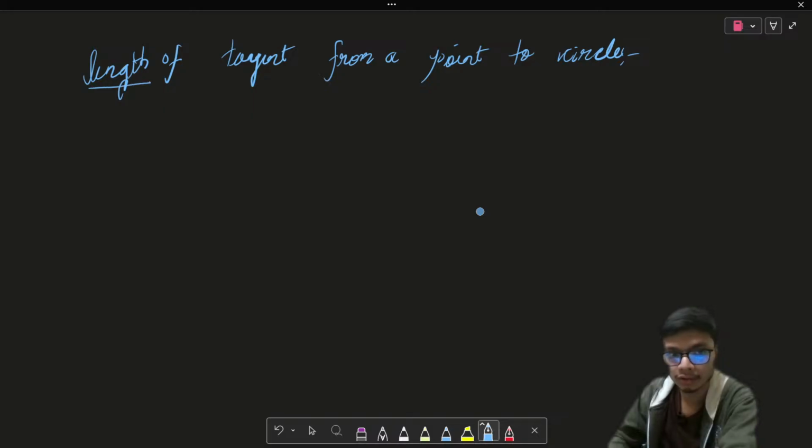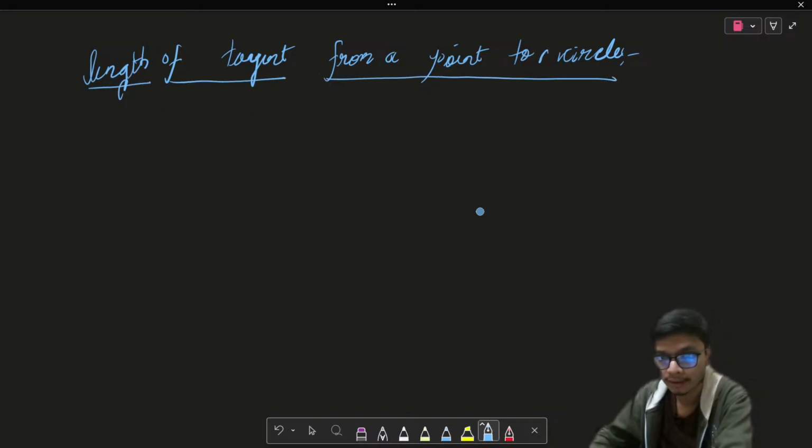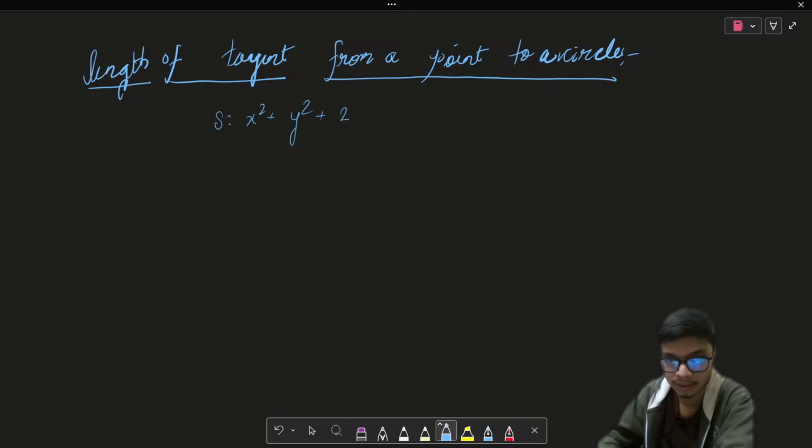Okay, so in order to discuss the length of the tangent from a point to a circle, let us first assume the equation of the circle. We have already seen that we write the equation of a circle in the form x square plus y square plus 2gx plus 2fy plus c equals 0.